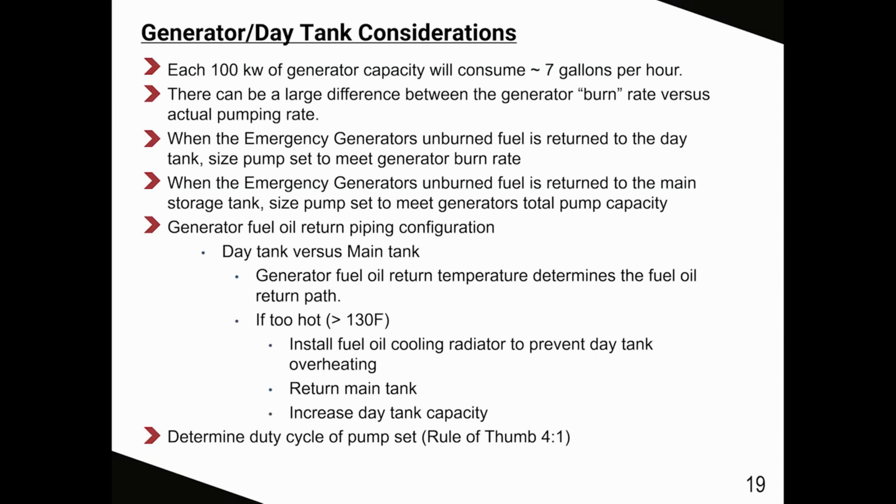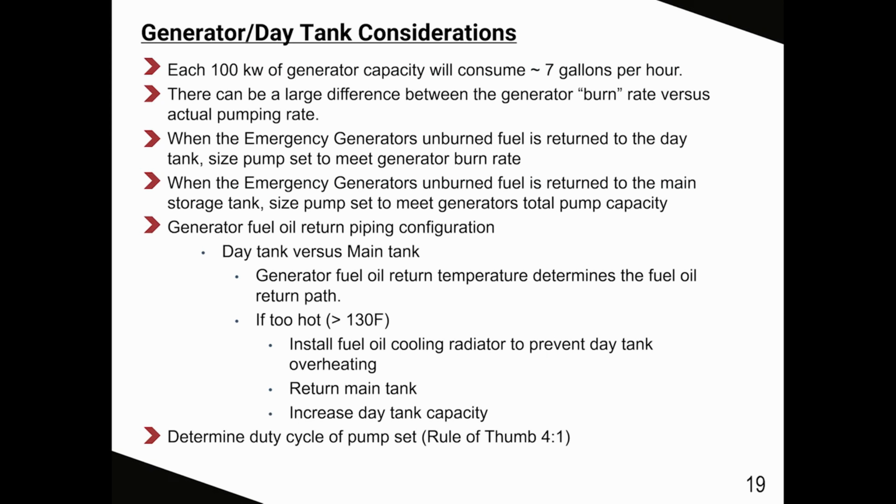And you must have a means to prevent overfilling. Day tank piping considerations. System design is determined by either generator consumption or pump flow rate. Similar to boilers, there could be a large difference between the generator burn rate versus actual pumping rate. A good rule of thumb is each 100 kW of generator capacity will consume 7 gallons per hour.